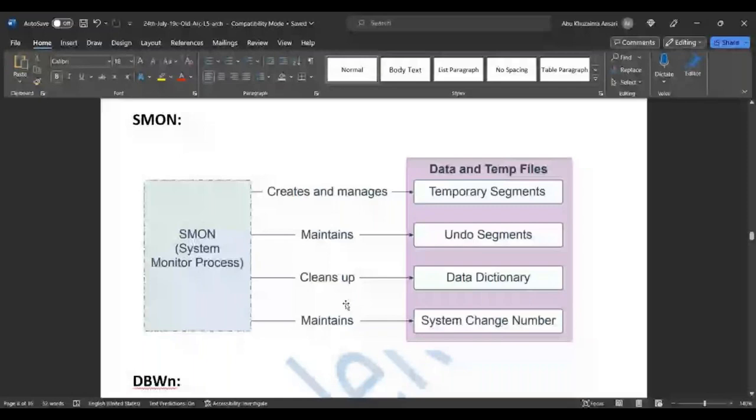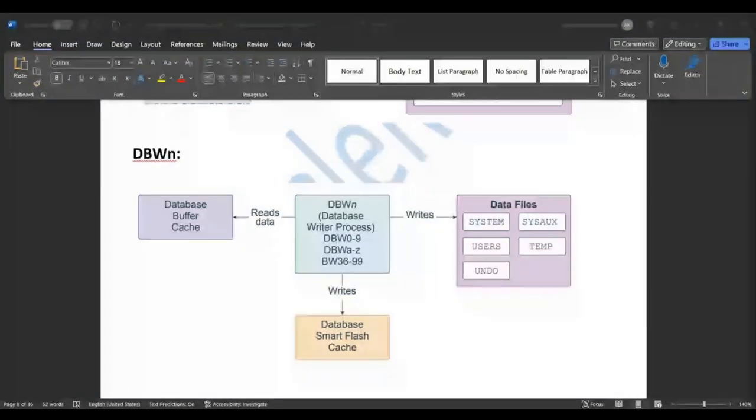Now, DBWR. Okay, so how many DBWR do we have in our database and how many can we create? Tell me guys, database writer process. One to 20, 10 DBWR, okay. Nobody is correct. What else? Only 2-3 people are replying, others are not replying, why? Either you don't know or you are not in the mood to reply.